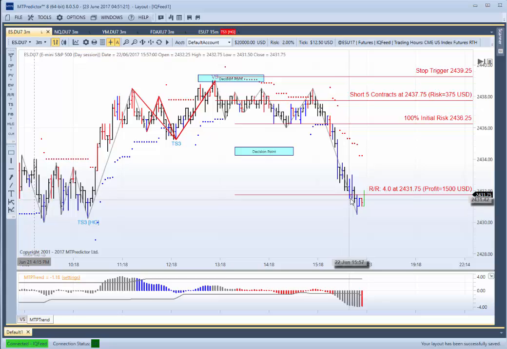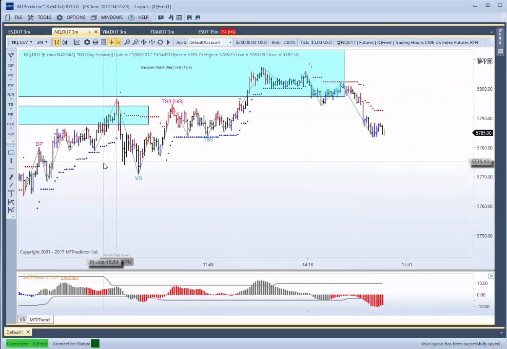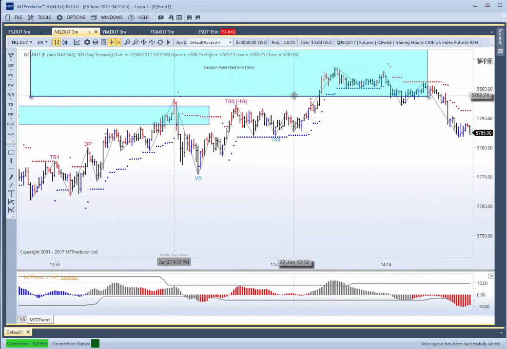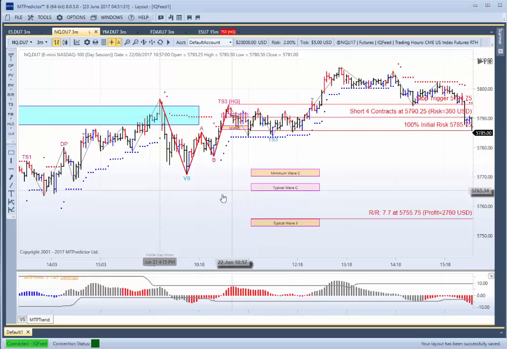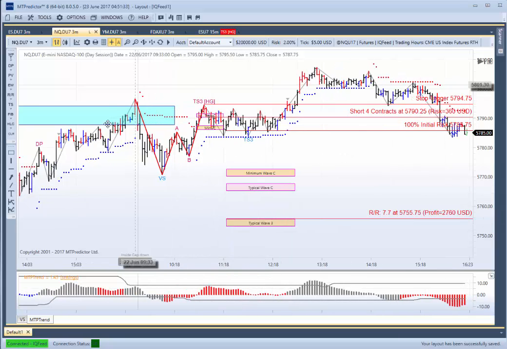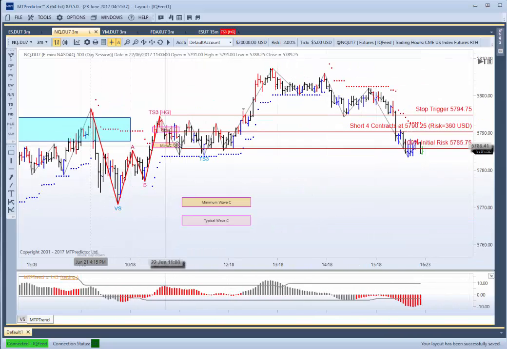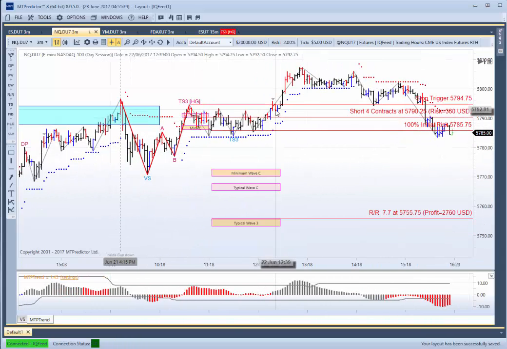The ES also had some good setups as well, but the main one I wanted to focus on was this NQ, and in particular this Holy Grail sell setup here, which at the time, as we saw earlier in the video, looked to be absolutely perfect, but as we've seen did not work out as anticipated and would have actually resulted in a losing trade.